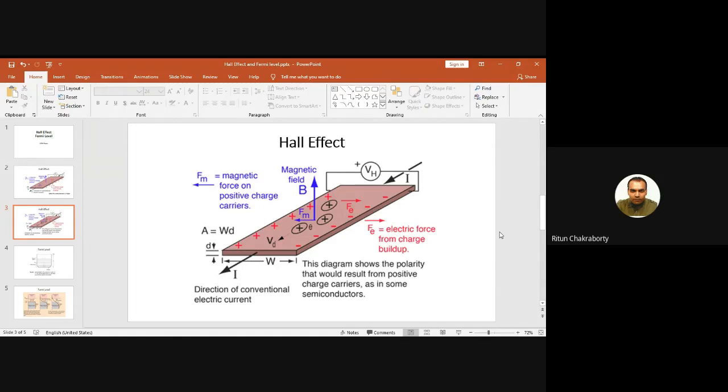So this way, if you go on calculating, we get a set of equations 4, and I think you should also try to recall these equations.